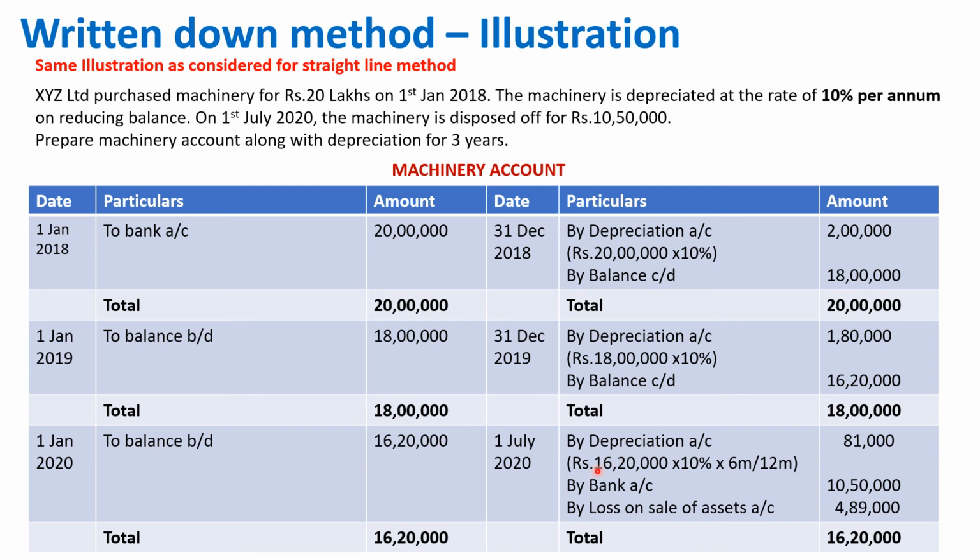And what will be the cost of the asset here? The opening balance, correct? Whatever we have carried forward from December 2019 to 1st January 2020. So here depreciation will be 16,20,000 rupees multiplied by 10% into 6 months by 12 months. So that comes to 81,000. What we collect from the customer by bank is 10,50,000 rupees. So if you see here, the loss on sale of asset that we derive is 4,89,000 rupees. Clear? Whereas what we derived under the SLM method was 4,50,000 rupees. So you can see by change of method of depreciation, how the loss or profit on sale of asset can change. Correct?